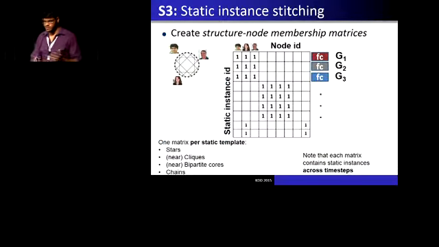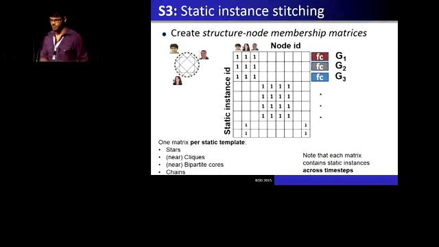Okay, so the idea here is that we'll create something called a structure node membership matrix. Essentially, it's a matrix which contains information about which nodes participate in static instances across time steps. And we'll have one matrix per template type. As I said, we don't want to match different types of templates together, so there's no reason in making our matrix larger than it needs to be.